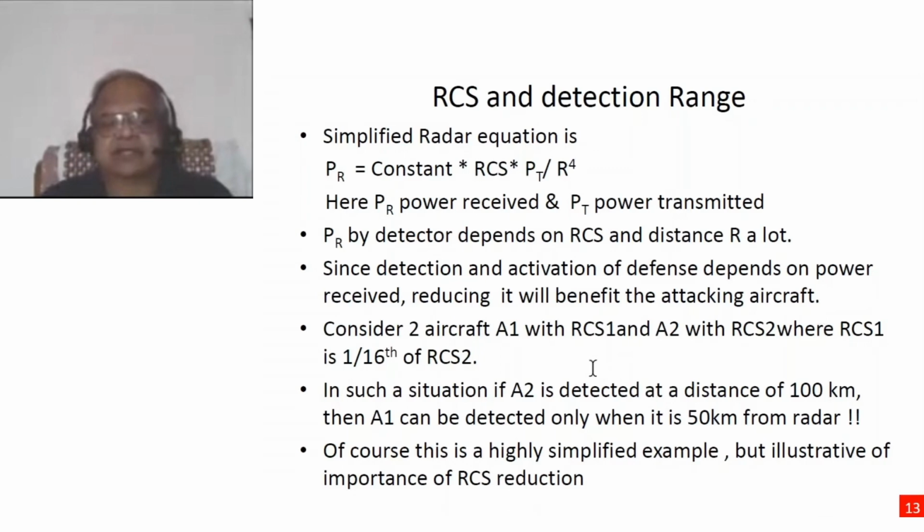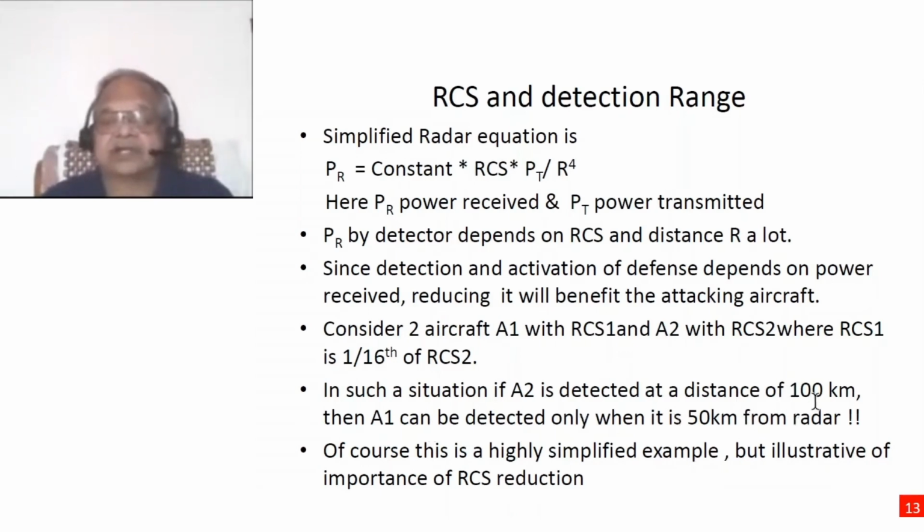So just look at a simple example. Consider two aircraft, A1 with a radar cross section RCS1, and another aircraft A2 with an RCS2, where RCS1 is 1/16th of RCS2. So you have two aircraft, one with some radar cross section, the other with 1/16th. In such a situation, if aircraft 2, remember, has a larger radar cross section, and it can be detected at a distance of 100 kilometers, then A1 can be detected only when it is 50 kilometers from the radar.